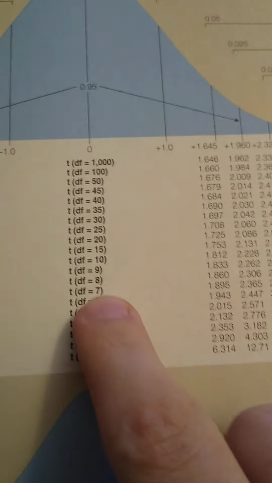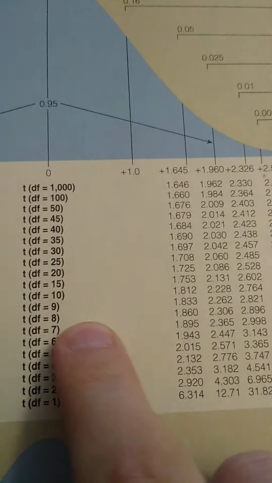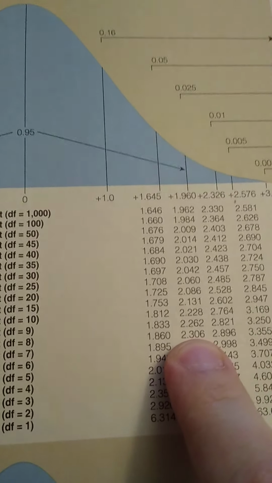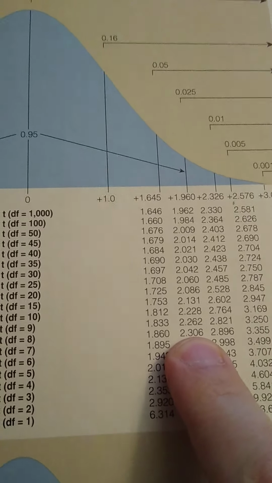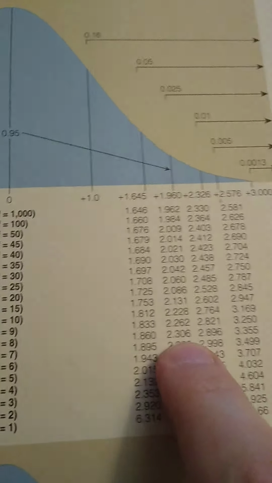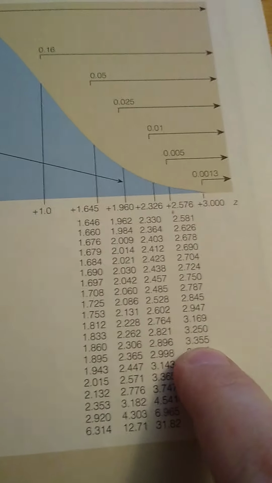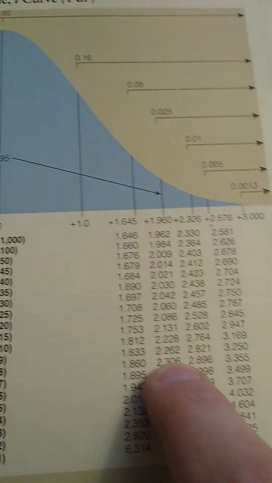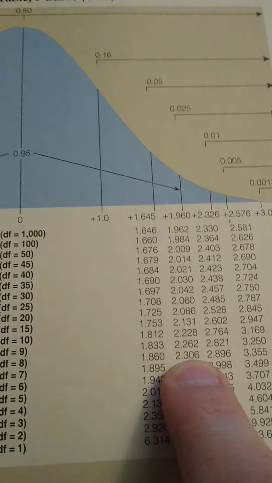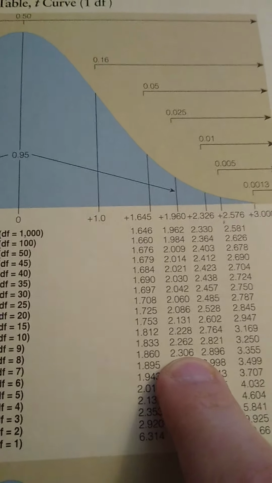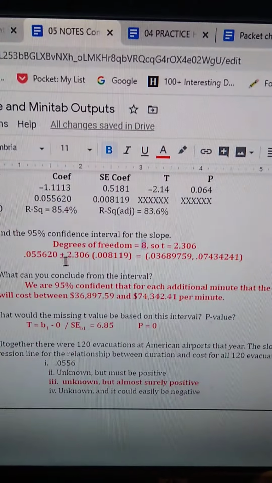Let me show you that real quick in case you've forgotten how to use the chart. Degrees of freedom here is n minus 2, or 8. So I'm looking at degrees of freedom 8. I'm using a 95% confidence interval, 2.306. Again, it's 90, 95, 98, 99. So for degrees of freedom 8, we want 2.306. So here's my t-score.